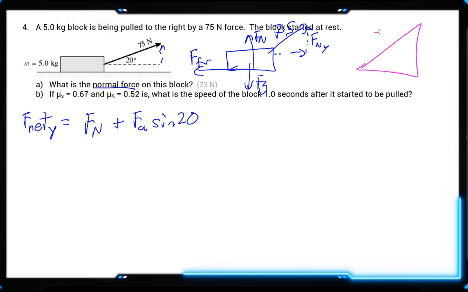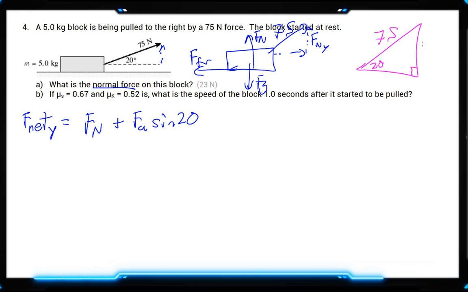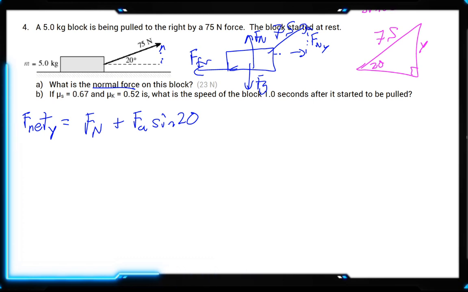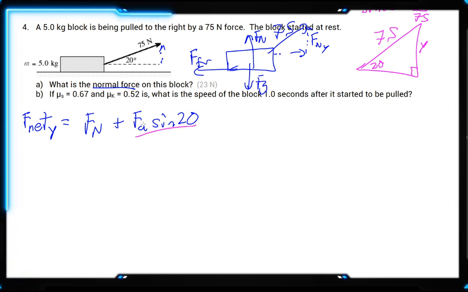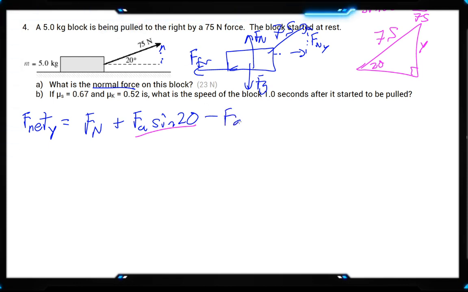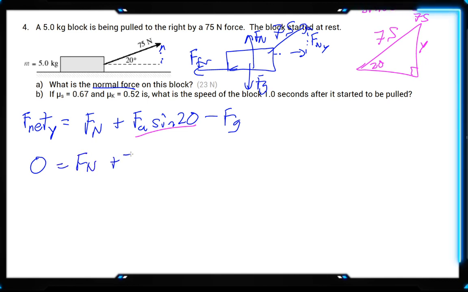There's a triangle. The hypotenuse is 75. This is 20. This is 90 degrees. We want to find this vertical side here, and the sine of 20, SOHCAHTOA, opposite over hypotenuse, is y over 75. If I solve for y, I get 75 times sine 20. And the other force that's important here is gravity. We're going to say minus Fg. That's 0 equals, our goal is Fn plus 75 sine 20.